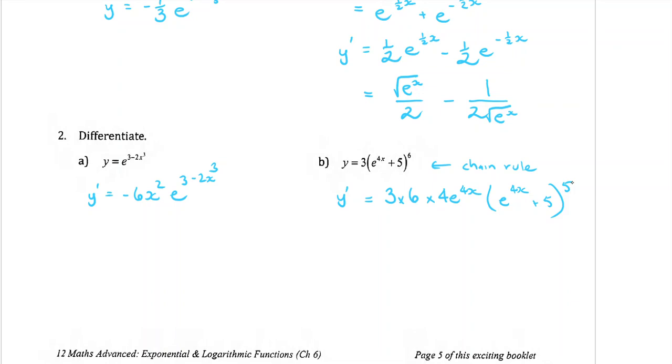3 times 6 times 4 is 72, e to the 4x, and then e to the 4x plus 5 to the power of 5. All right, next.